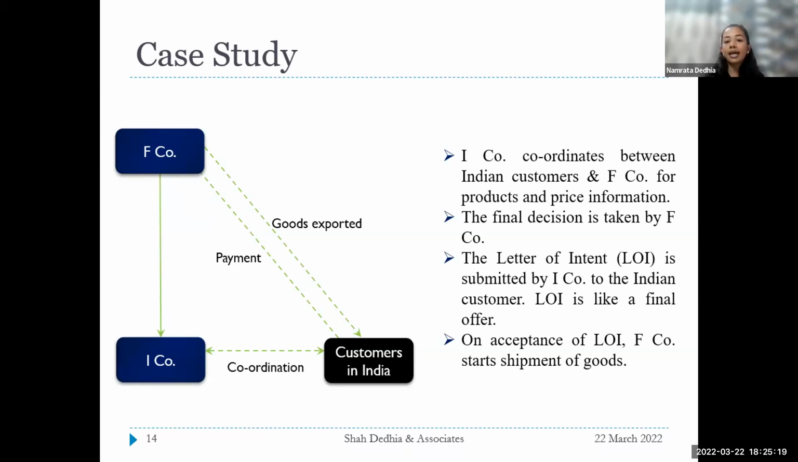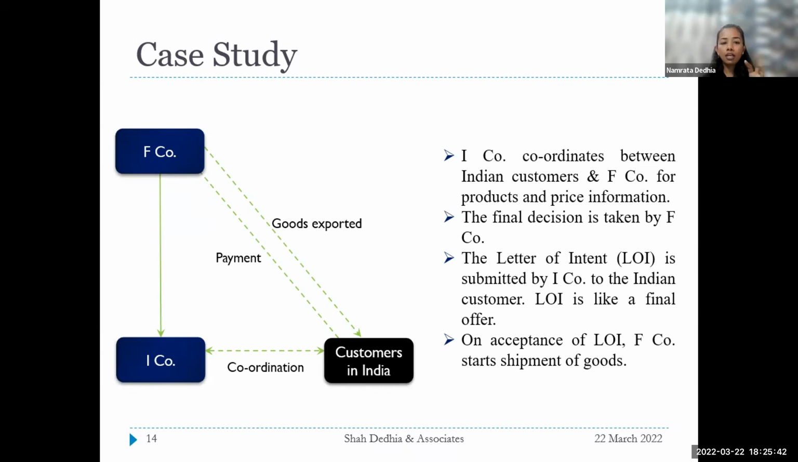The second aspect or the second limb is of securing orders. Again, orders are not being secured by ICO. ICO is purely providing information and is issuing documentation, which is the letter of intent to the customers in India. And the third is delivery of goods, storage and delivery of goods. So once again, storage and delivery of goods is not happening through ICO.